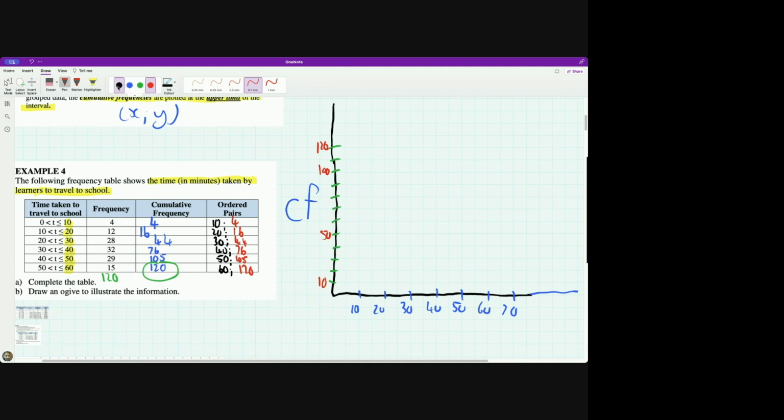Now we have to take our points. The very first point that I've got here is 10 and 4. So the dot is going to be there. But we do need to ground the ogive. So we're going to put in our own little point down here at 0. And then for the next one, we're going to get 20 and then 16, which is going to be about there. And the next one is 30 and then 44. So there's 40, 44 will be there. So I've plotted the first 3 points.